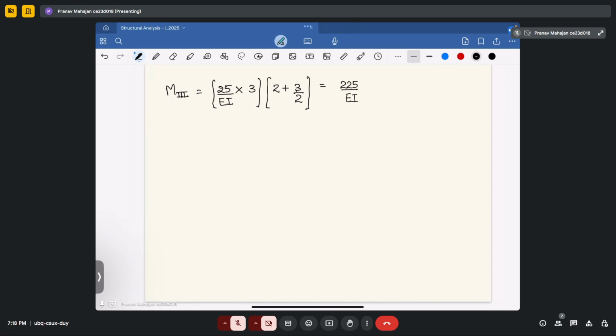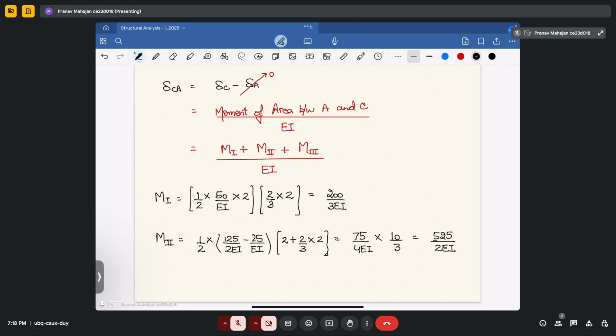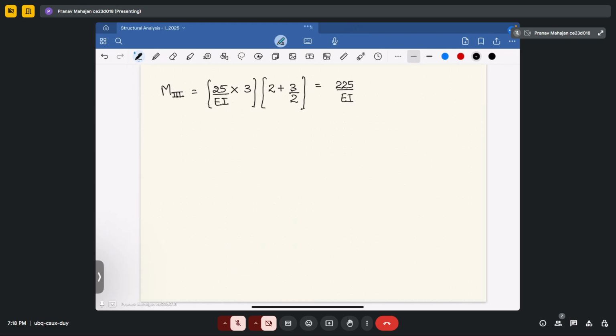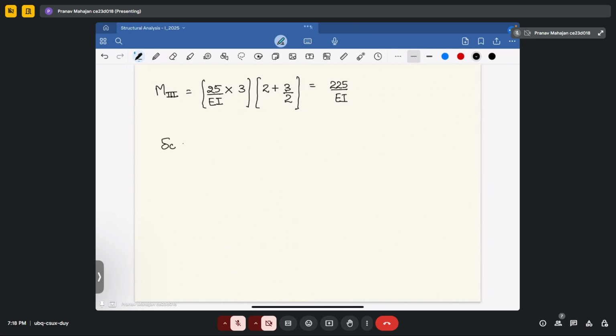Okay. So now let's make the moment for all these cases. So in this case, if we add all the three moments, your delta C will be equal to M1 plus M2 plus M3. That will be equal to 1 upon EI, EI I am taking it out, into 200 upon 3 plus 525 upon 2 plus 225.